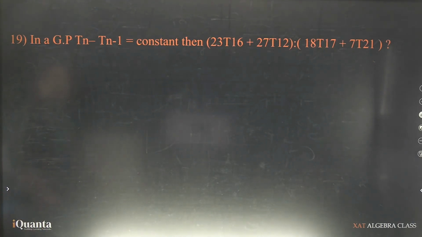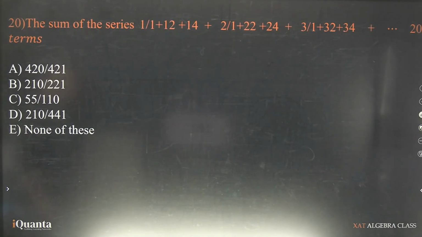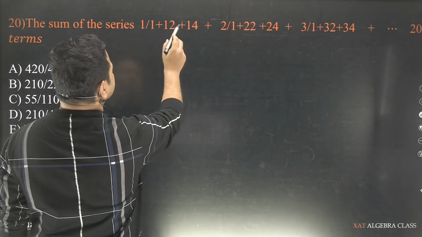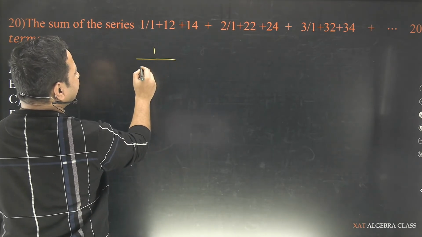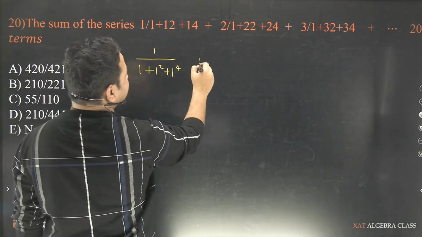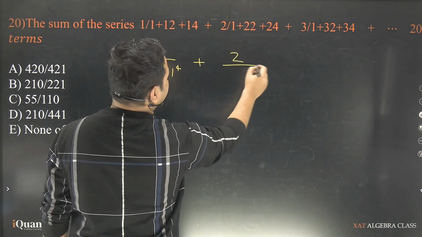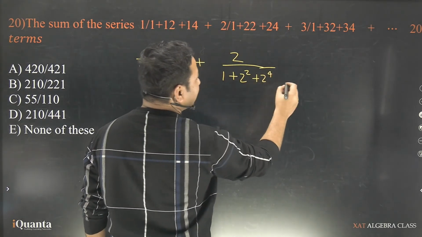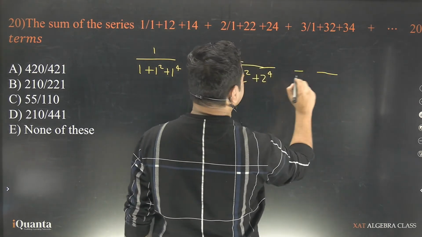this has got a typo, let's leave it. This one, I think when people write on PowerPoint things get messed up. क्या लिखा है ये? Let me try to understand this. ये स्क्वायर होगा आई थिंक, या दिस इज 1 अपॉन 1 प्लस 1 स्क्वायर प्लस 1 टू द पावर 4, plus 2 upon 1 plus 2 square plus 2 to the power 4, yeah, this makes perfect sense, and so on till कहाँ तक जा रहा है, till 20 terms.